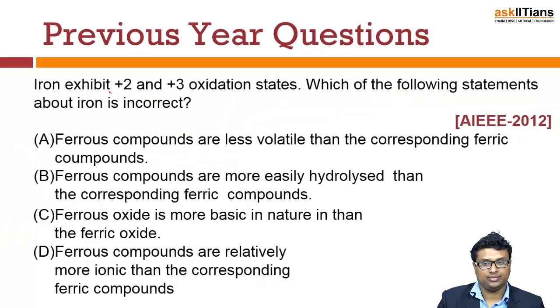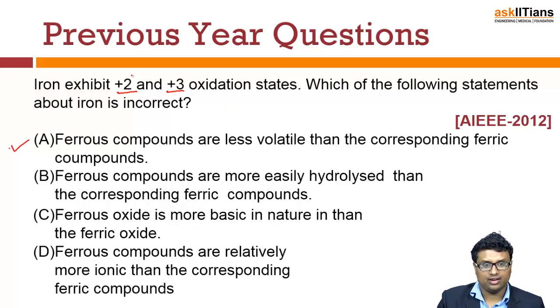Next question. Iron exhibits +2 and +3 oxidation state. Which of the following about iron is incorrect? Ferrous compounds are less volatile than corresponding ferric compounds. Absolutely correct. Ferrous compounds are more easily hydrolyzed than corresponding ferric compounds.